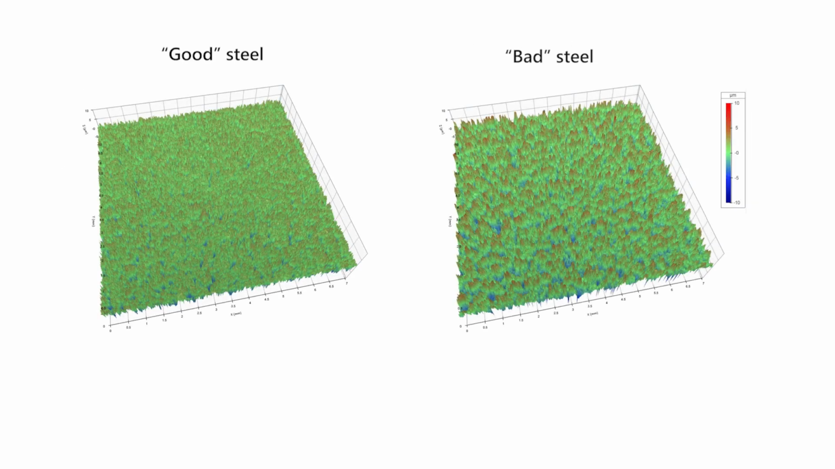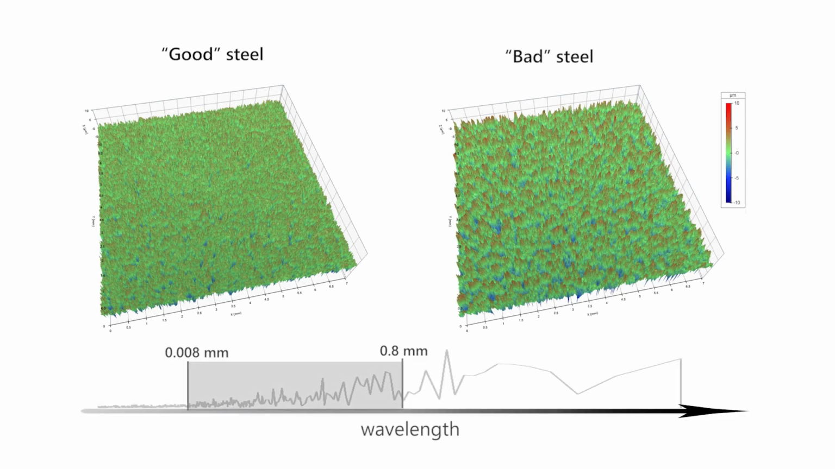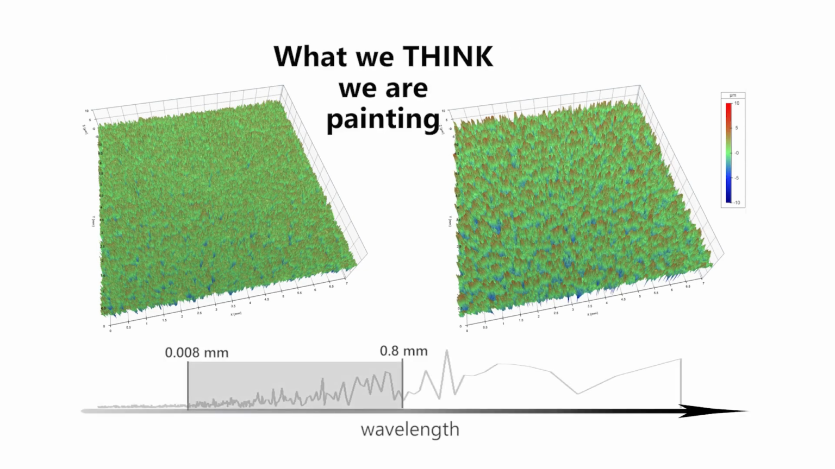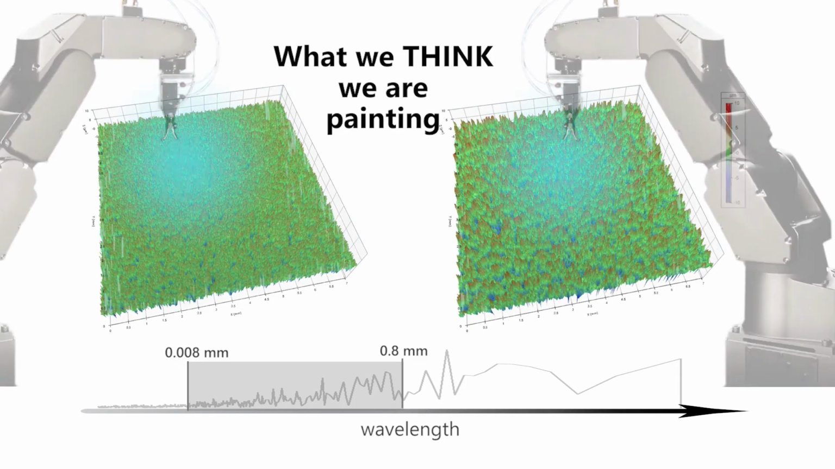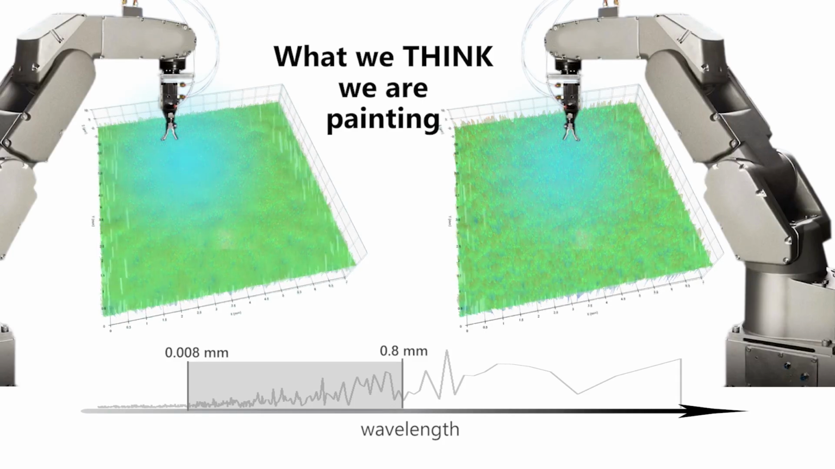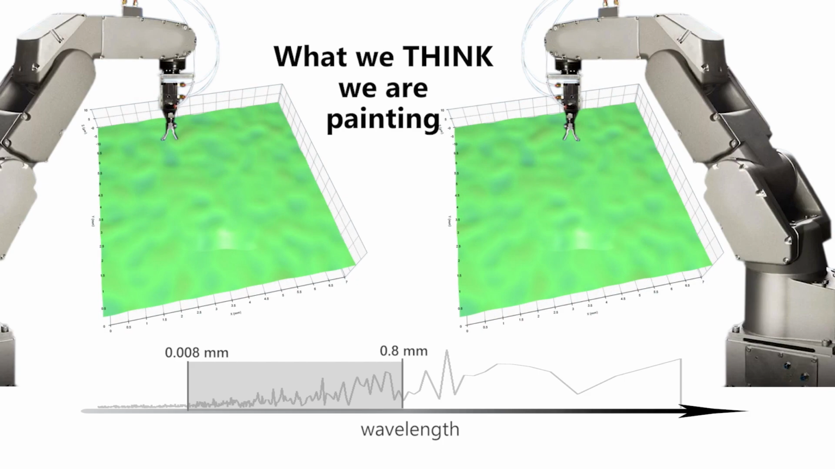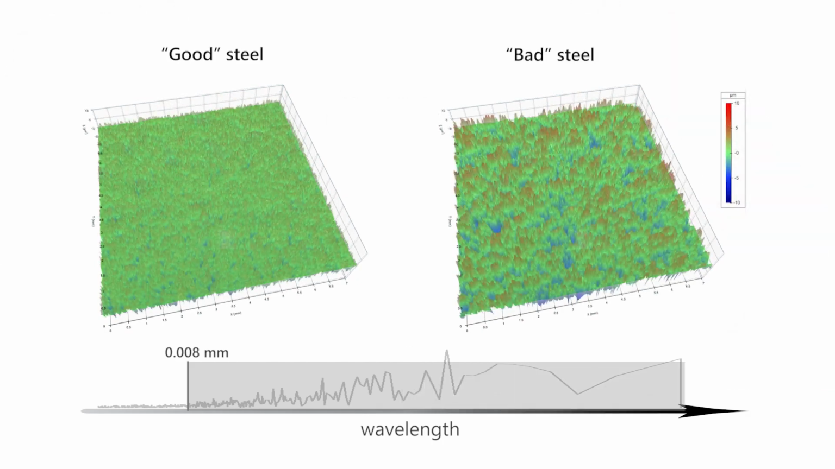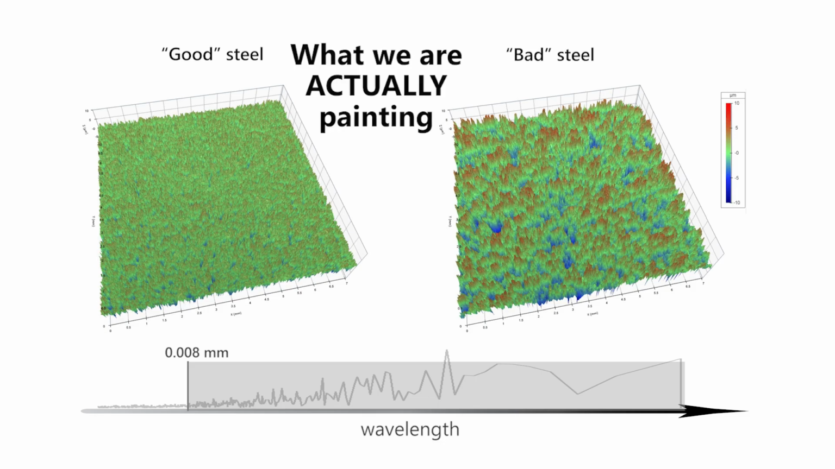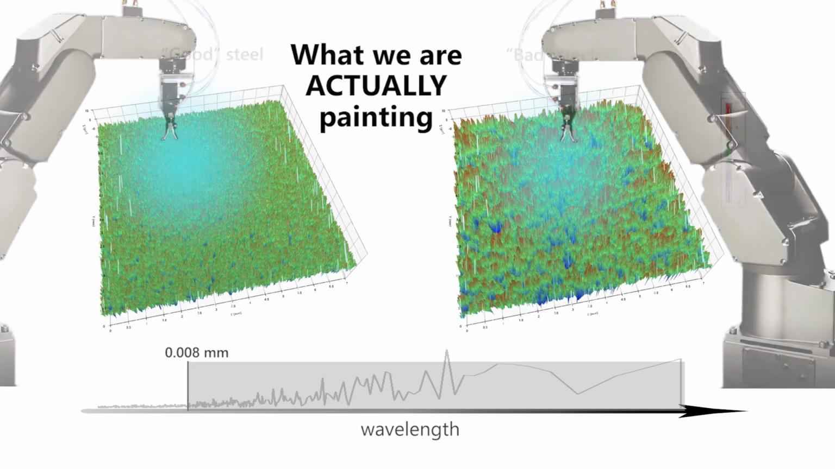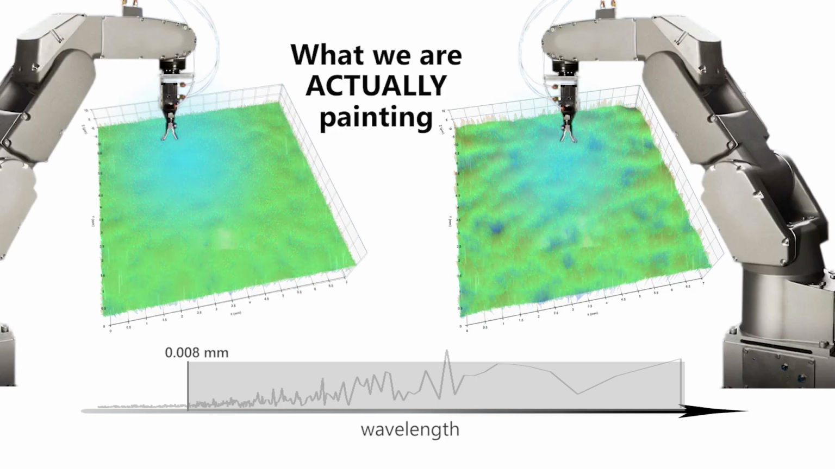These 3D measurements show the surfaces of both lots of steel, with the cutoffs that the inspectors used. These are the surfaces we think we are painting, and if these were the surfaces, we'd get the same finish for both. But here are the surfaces with the full spectrum of wavelengths, what we are actually painting. When we consider the full spectrum, the differences in the steel lead to much different finishes.